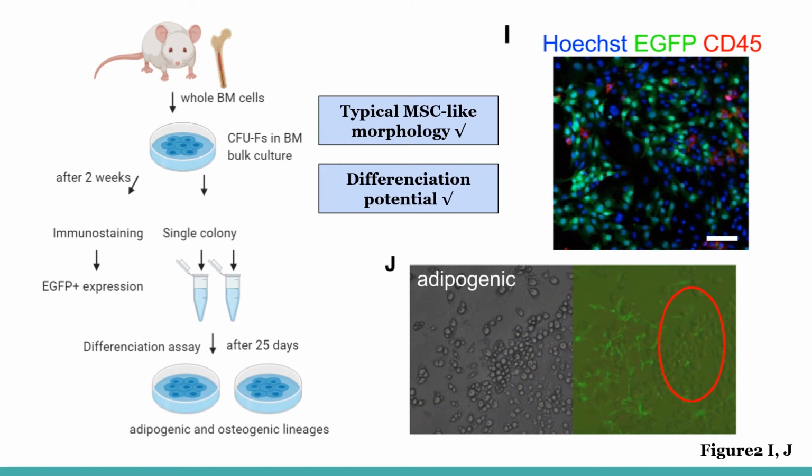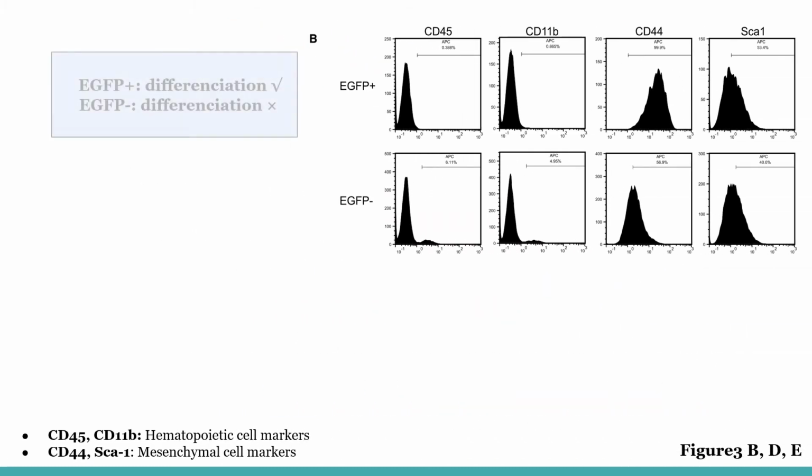And as shown in Figure E, there are only almost 30% of EGFP positive cells in this bulk culture. This represents a heterogeneous population of cells. There may be some CD45 positive blood cells. And after 25 days, the EGFP positive cells can differentiate. In Figure G, there is some EGFP fluorescence loss during the differentiation. Is there only 30% of EGFP positive cells in this culture?